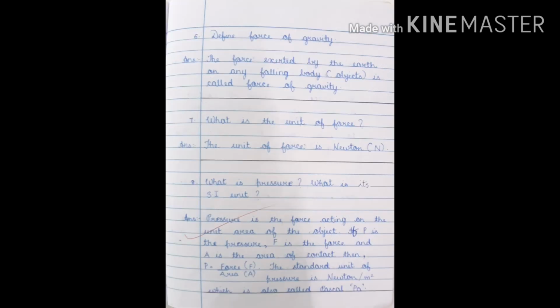Sixth question. Define force of gravity. Answer. The force exerted by the earth on any falling body or object is called force of gravity. Seventh question. What is the unit of force? Answer. The unit of force is Newton. Eighth question. What is pressure? What is its SI unit?